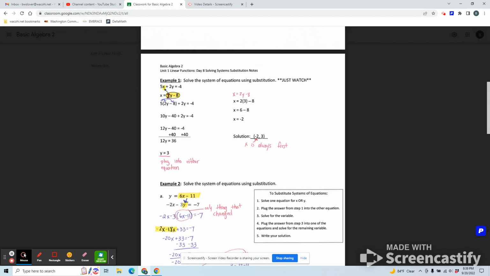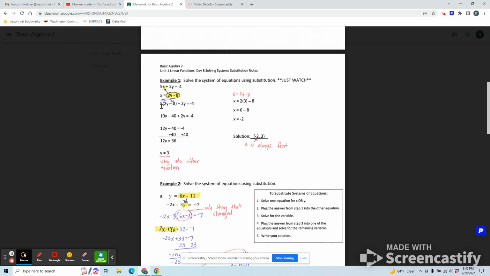In this case, I have x equals this. I'm going to take what I highlighted and substitute that in where I see the letter x. That is the only thing changing. Everything else is staying the same. I still have a 5, I still have the plus 2y, the equals, and the negative 4. All of that is still the same. The only thing changing is the x, and that's why I highlighted it.